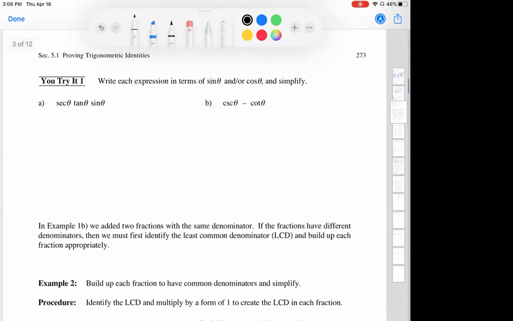So go ahead and give these two a try. You try it one. Write each expression in terms of sine theta and or cosine theta and simplify. Or in other words, just simplify. But go ahead and write in terms of sine and cosine first.